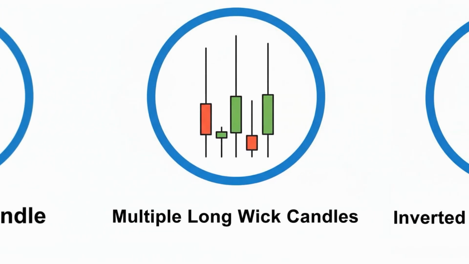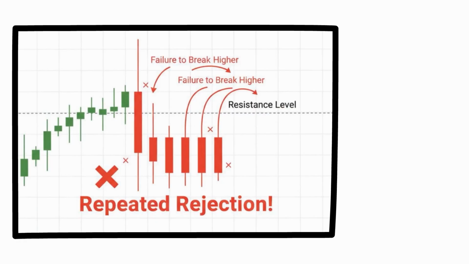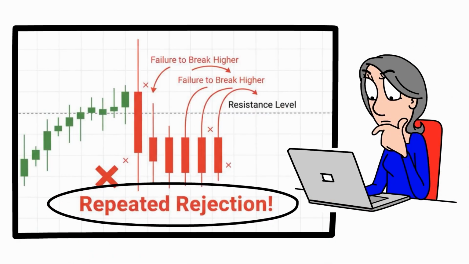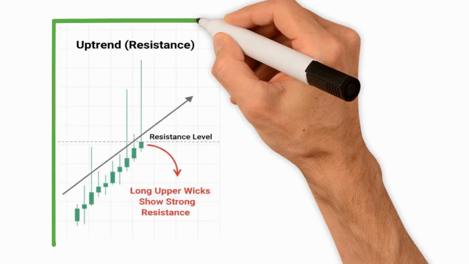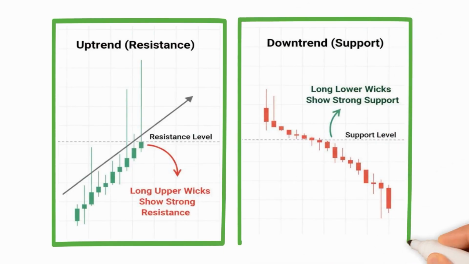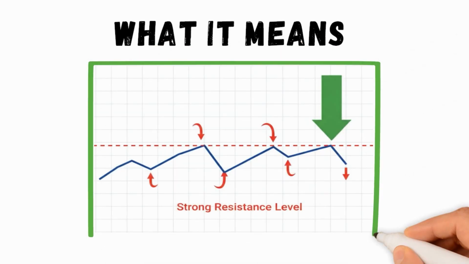Multiple long wick candles. This pattern forms when two or more long wick candles appear at the same level. It shows repeated failure. Buyers or sellers try to break through and fail each time. In an uptrend, long upper wicks show resistance holding strong. In a downtrend, lower wicks show strong support. What it means: the level is rejecting price over and over. A reversal is more likely.